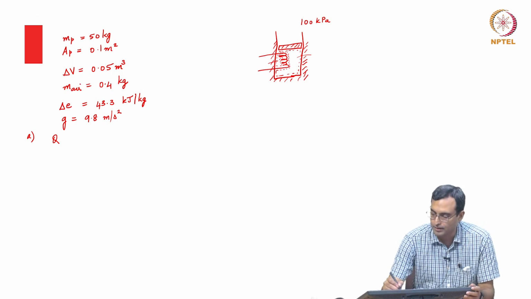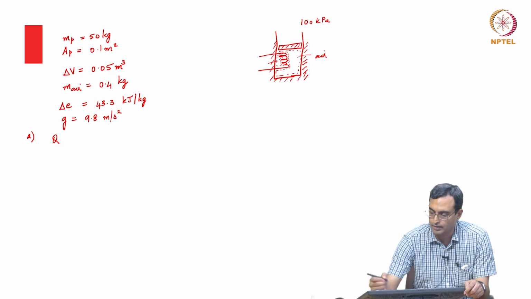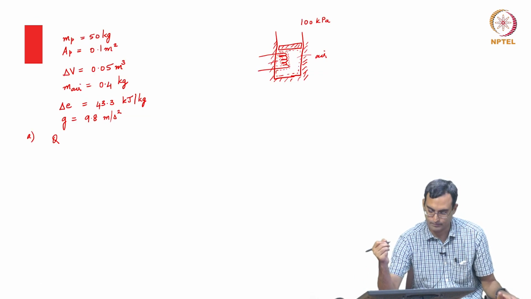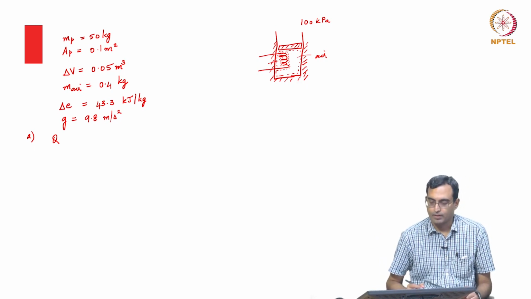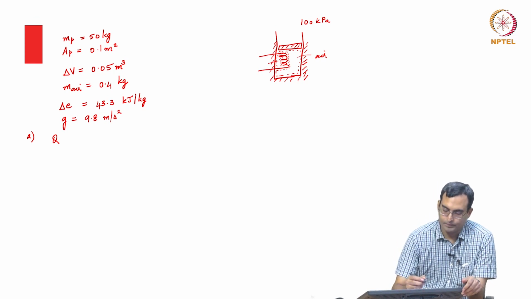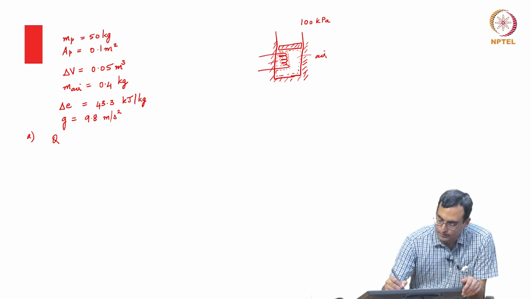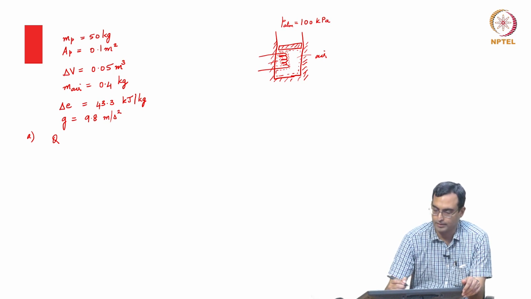In the first case, our system is as shown, it is only the air, that is our system. So, we have the mass of air, we have the change in volume, we have the pressure outside, we have the mass of the piston, and we have the area of the piston.